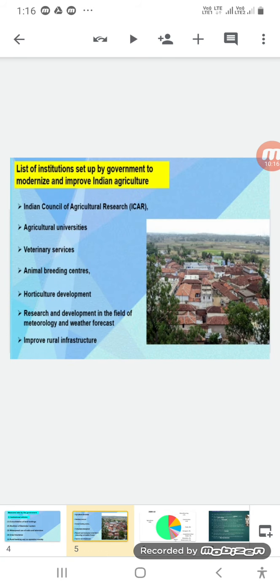Okay, now there are different types of institutions set up by the government to modernize and improve Indian agriculture. First, we have the Indian Council of Agricultural Research, ICAR, where different types of research regarding agriculture and farming were made. Agricultural universities were made, where students were made capable of dealing with agriculture, and would develop the field, bringing different types of developments in the agricultural field. We have veterinary services, animal breeding centers, horticultural development centers. Government has set up research and development in meteorology and weather forecast, and also improved rural infrastructure.